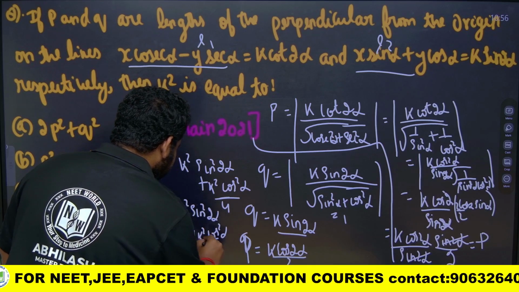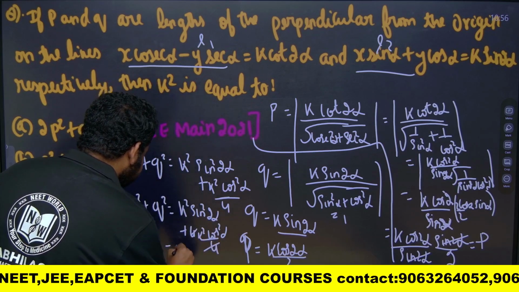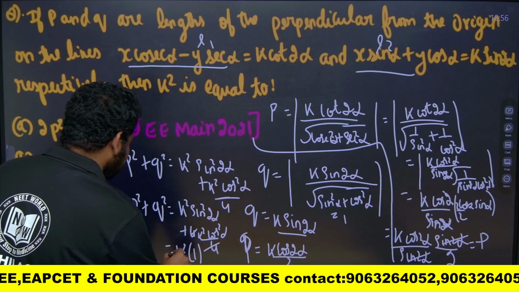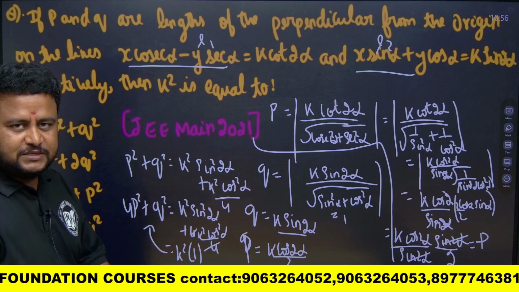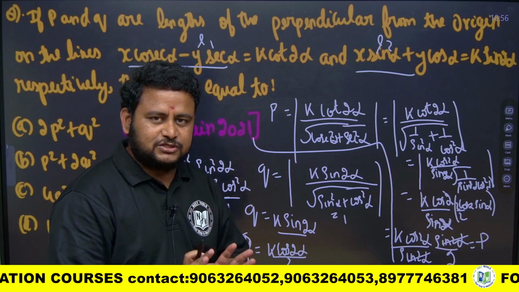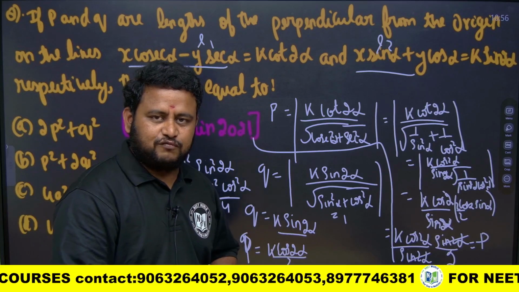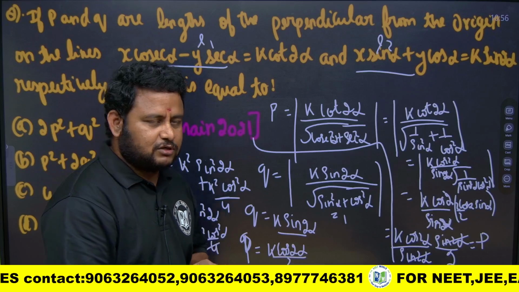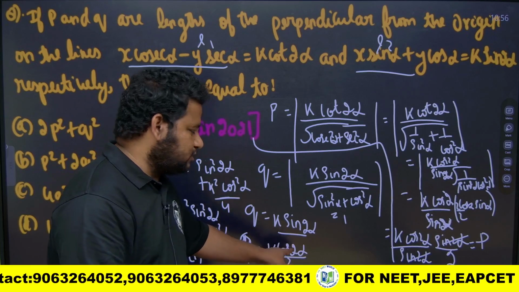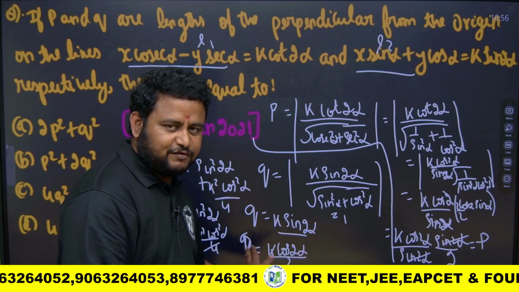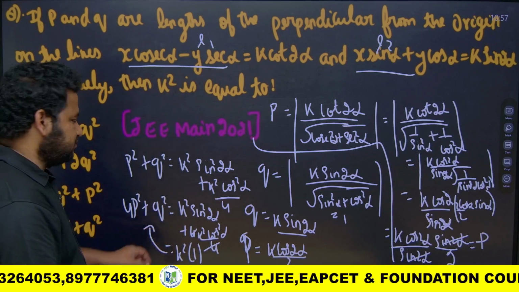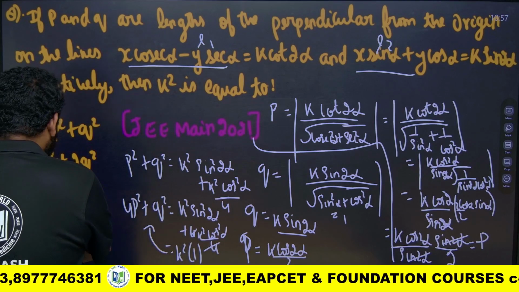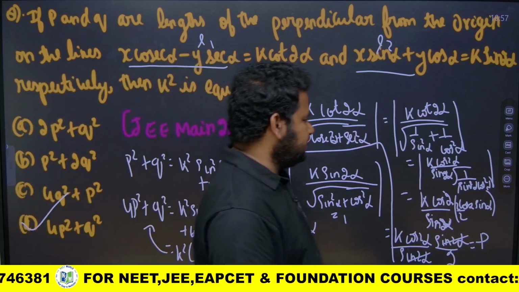by 4. 4 cancels. I will get K square into sin square alpha plus cos square alpha is equal to 1. K square is equal to 4P square plus Q square. You multiply P square by 4 so that the denominator 4 gets eliminated. That is K square cos square 2 alpha by 4. That 4 will get eliminated if you multiply by 4. So the answer is K square is 4P square plus Q square. That is option D. Okay.